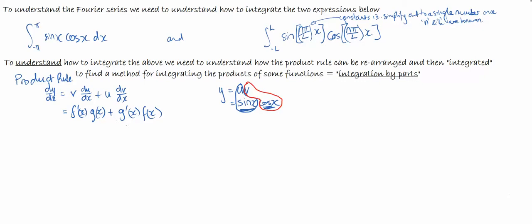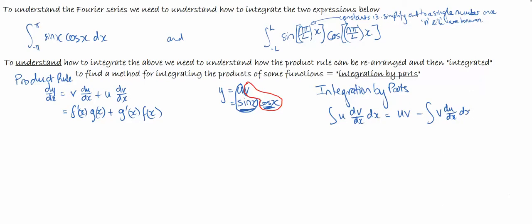So we're going to rearrange this formula by taking the integrals of both sides, and we'll end up with a formula that looks like the integration by parts formula. And that's where we're heading. So we want a formula that looks like u dv by dx integrated with respect to x is equal to uv minus the integral of the function v times by the differential of u, all integrated with respect to x. That's the final formula that we're expecting to end up with. And that comes from the product rule.